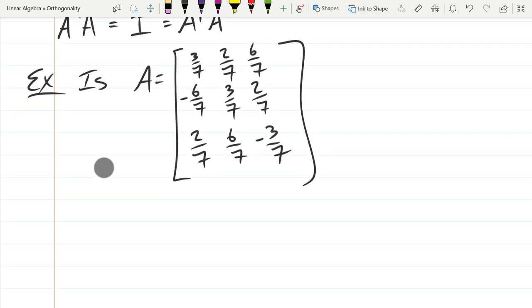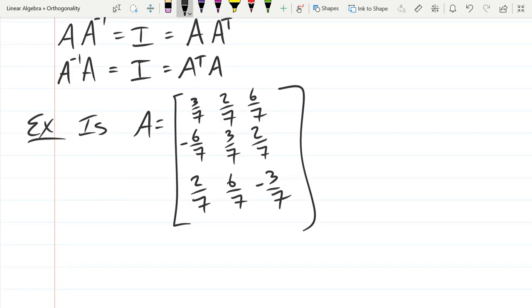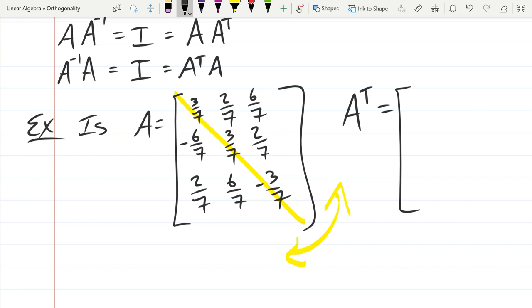All right, so first thing we're going to do is transpose it. Now when you transpose, the diagonal stays where it is, and then you reflect everything: above the diagonal goes below the diagonal. Is this example asking if it's orthogonal? Oh yeah, so is A orthogonal.